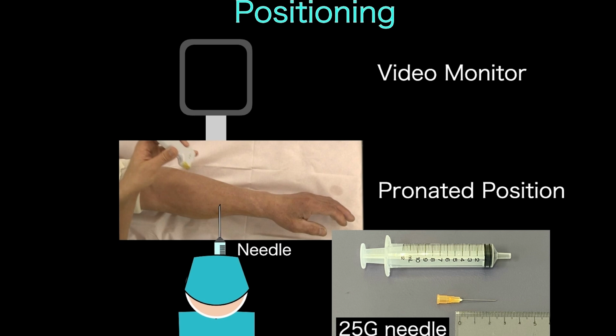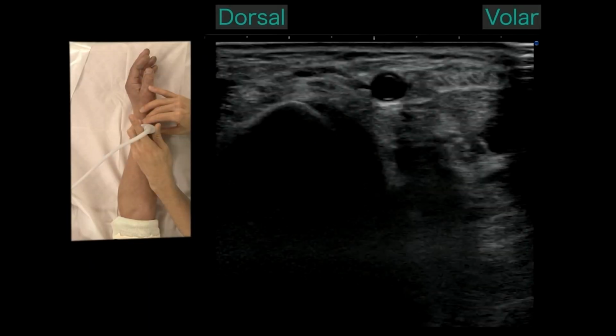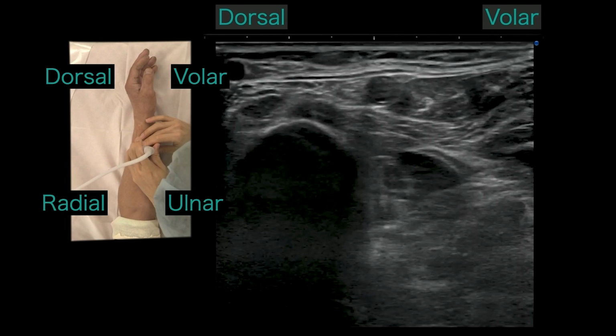Generally, we use a 25-gauge needle to minimize pain. The needle size is adjusted based on the depth of the soft tissue. In this video, the orientation of the arm is displayed on the ultrasound screen. The left side represents the dorsal or radial side, while the right side represents the volar or ulnar side.